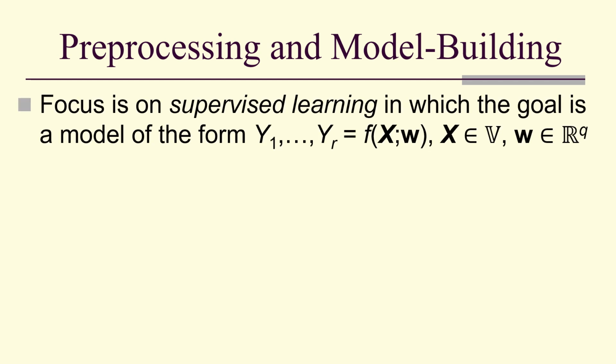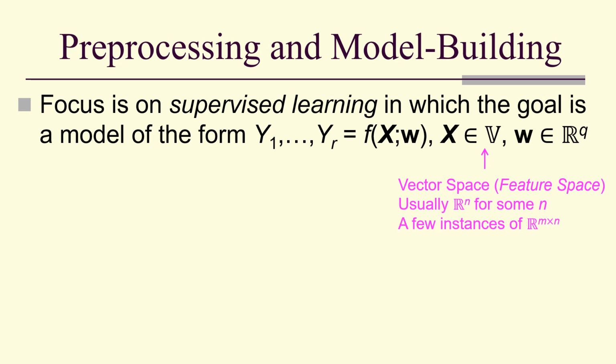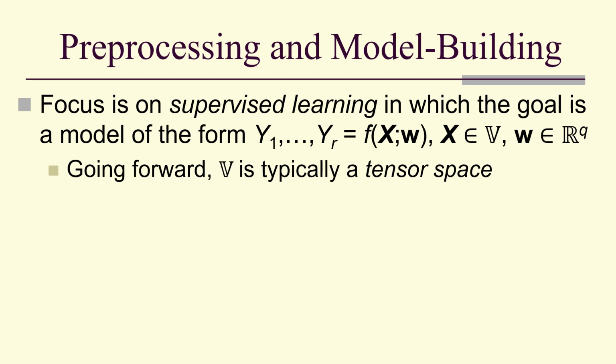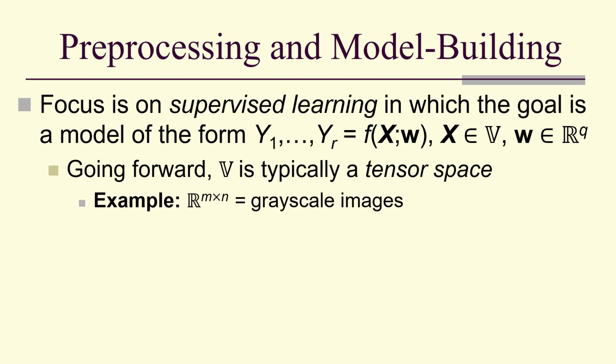Our focus is on supervised learning, in which the goal is a model of the form the response is f of x with some set of parameters or weights w. So this V is our feature space. It's a vector space. Can be any tensor space, really. But usually it's Rn for some n, although if it's got grad numbers, it's actually a tensor space. And we'll see R m cross n. And going forward, that means that V is typically a tensor space.